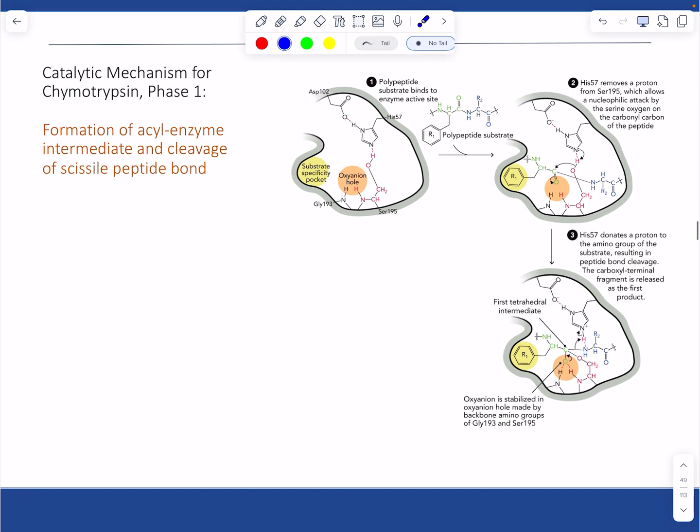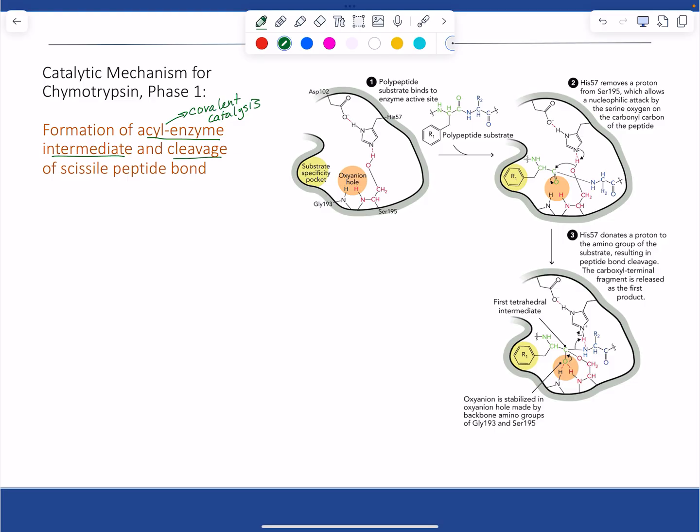All right, and there are 2 phases, okay? The first phase is where we form the covalent intermediate, okay? So this is covalent catalysis. And the bond that's going to be cleaved is cleaved, okay?